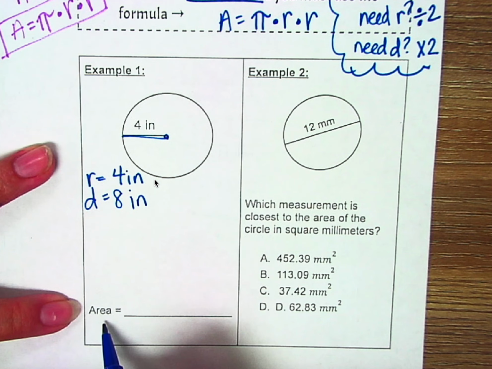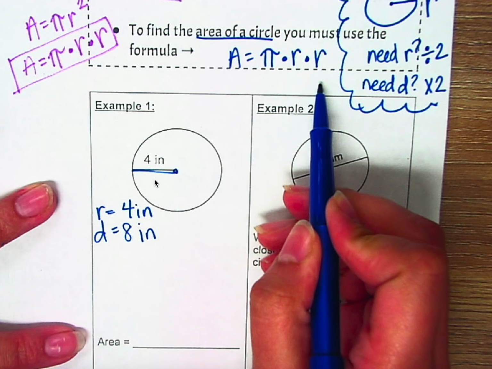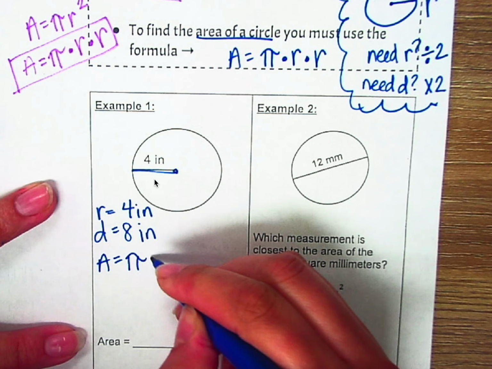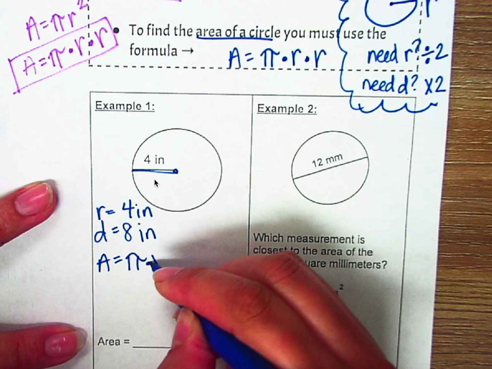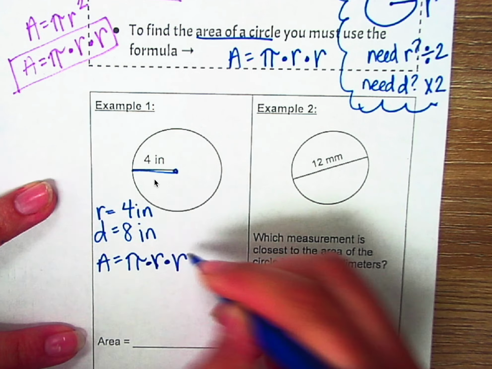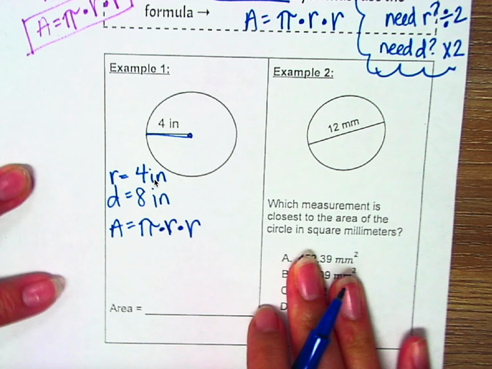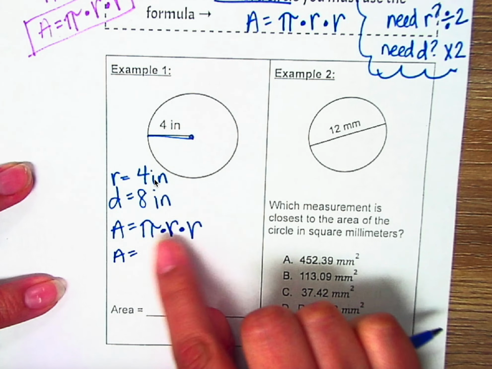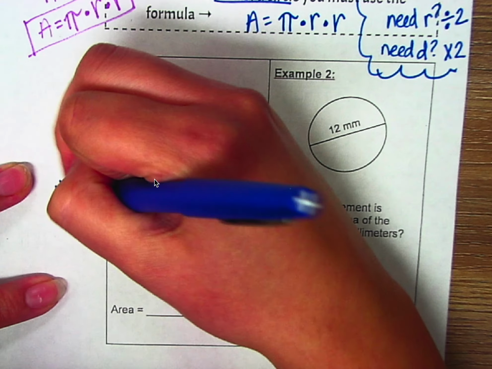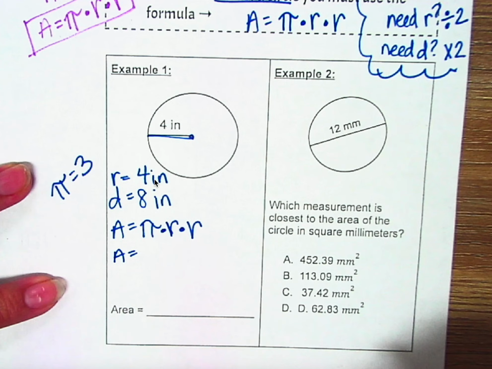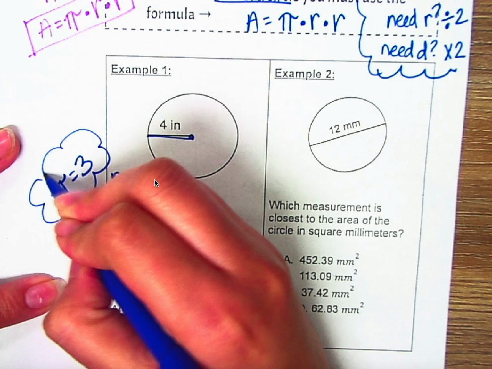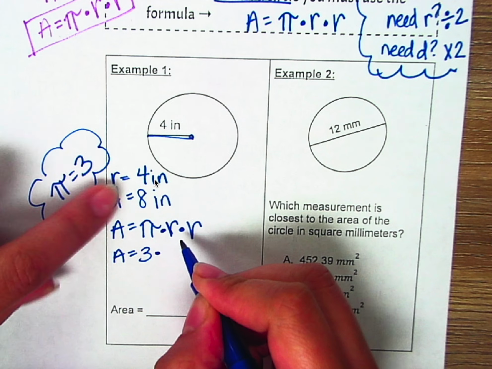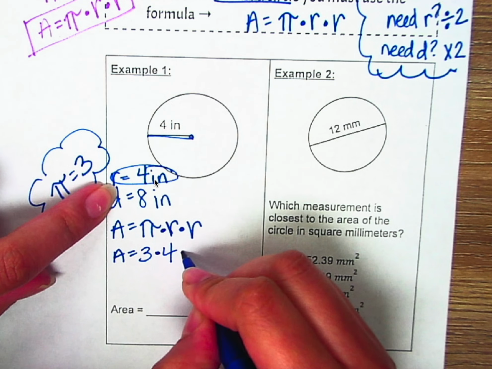Okay, I'm looking for area, so I need to write down my formula. The formula is right here. A equals pi times r times r. Okay, now I can go ahead and plug in my numbers. I have everything I need. If you remember, the number we use for pi is 3. Okay, put a cloud around that. So pi is going to be 3 times r. R is going to be 4 times 4.